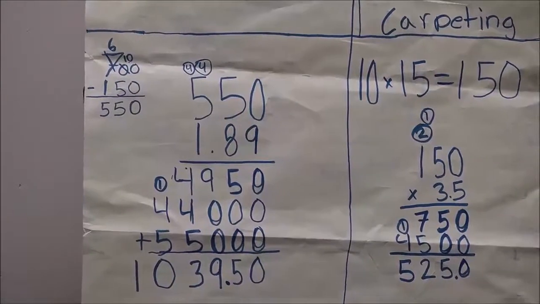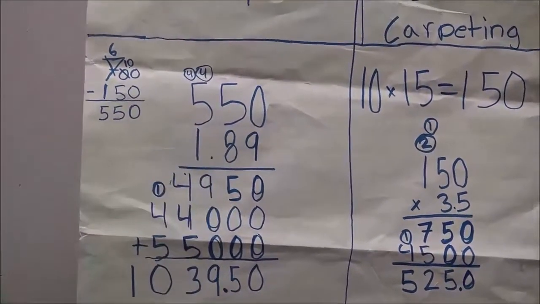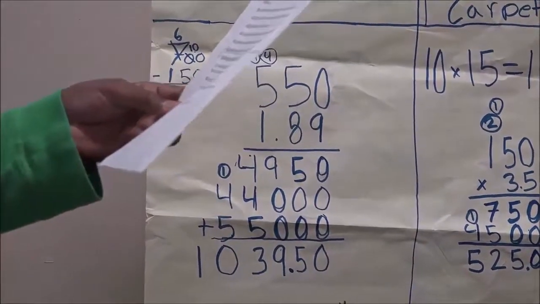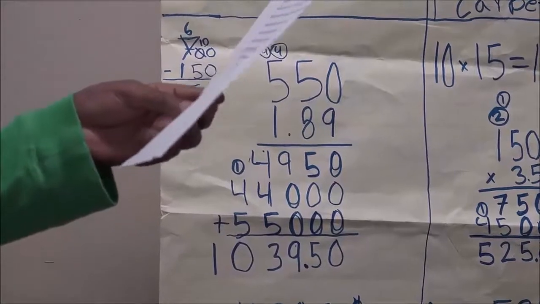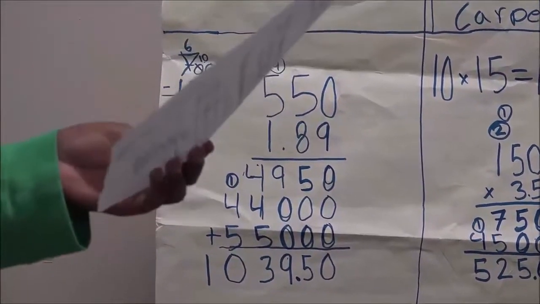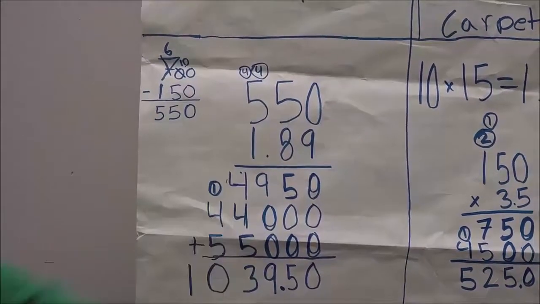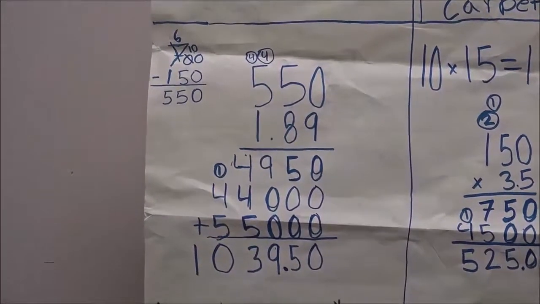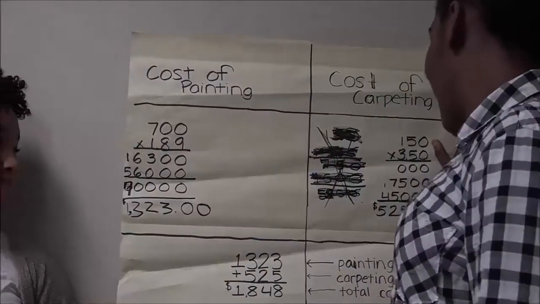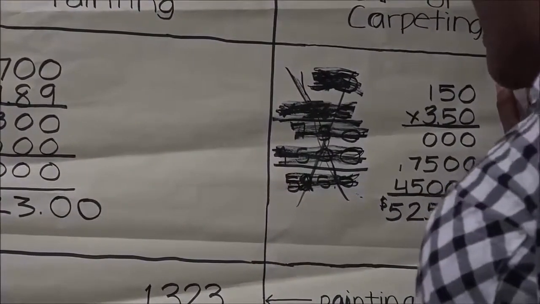We got 550, and then we multiplied it by $1.89 because in the text it says the painter was $1.89 per square foot. So we multiplied both of those, and then we got $1,039.05. The carpeting, we multiply 150 by $3.50 to get $425.